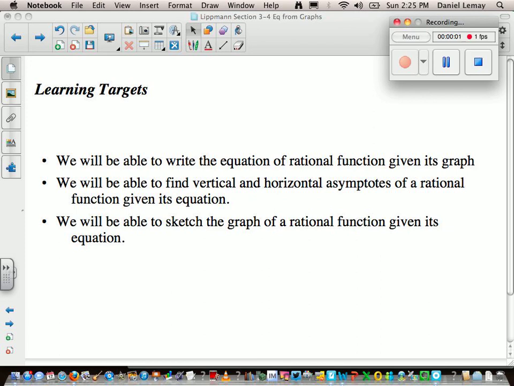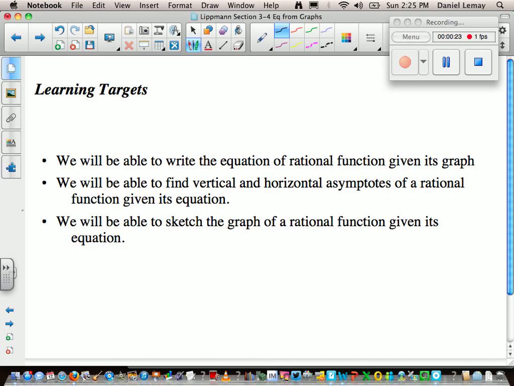Okay, so we want to be able to write an equation of a rational function from a graph. We need to be able to find the vertical and horizontal asymptotes of a rational function. And we need to be able to sketch a graph without a calculator, or at least have some idea of what it looks like, okay? It isn't so important you get it exact, but you've got to be able to at least know what it looks like, okay?